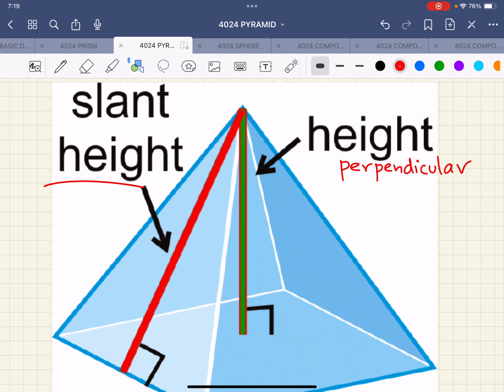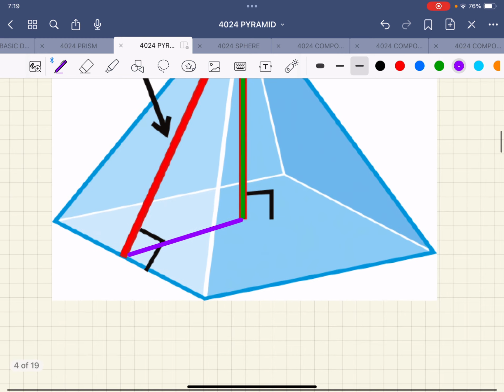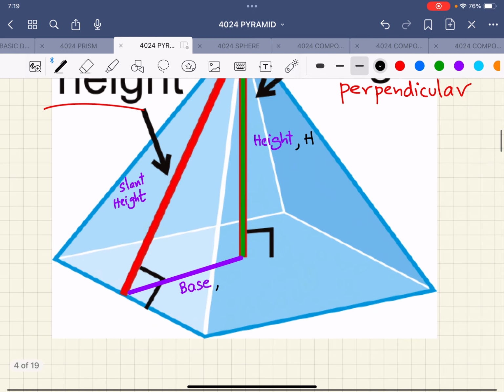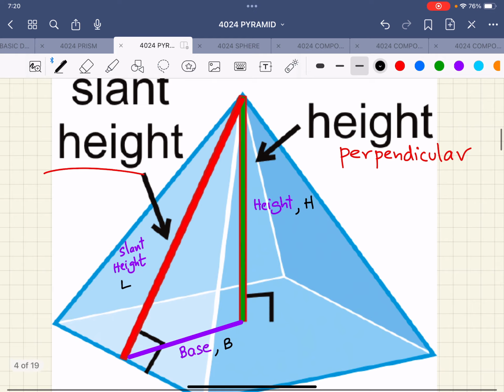And then let me draw a purple line over here like this. So now this purple line, that is the base of this triangle. So this is the base, this is the height, and this is the slant height. Now let me give it some symbols. Let me use H for the height. Let me use B for the base. Let me use L for the slant height.